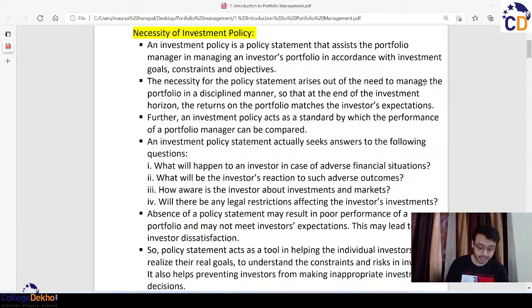An investment policy statement seeks to answer the following questions. First, what will happen to an investor in case of adverse financial situations? What will be the investor's reaction to such adverse outcomes? How aware is the investor about investments and markets? Will there be any legal restrictions affecting the investor's investment? So all these things have to be taken into consideration, which you have to look into while framing your investment policy.